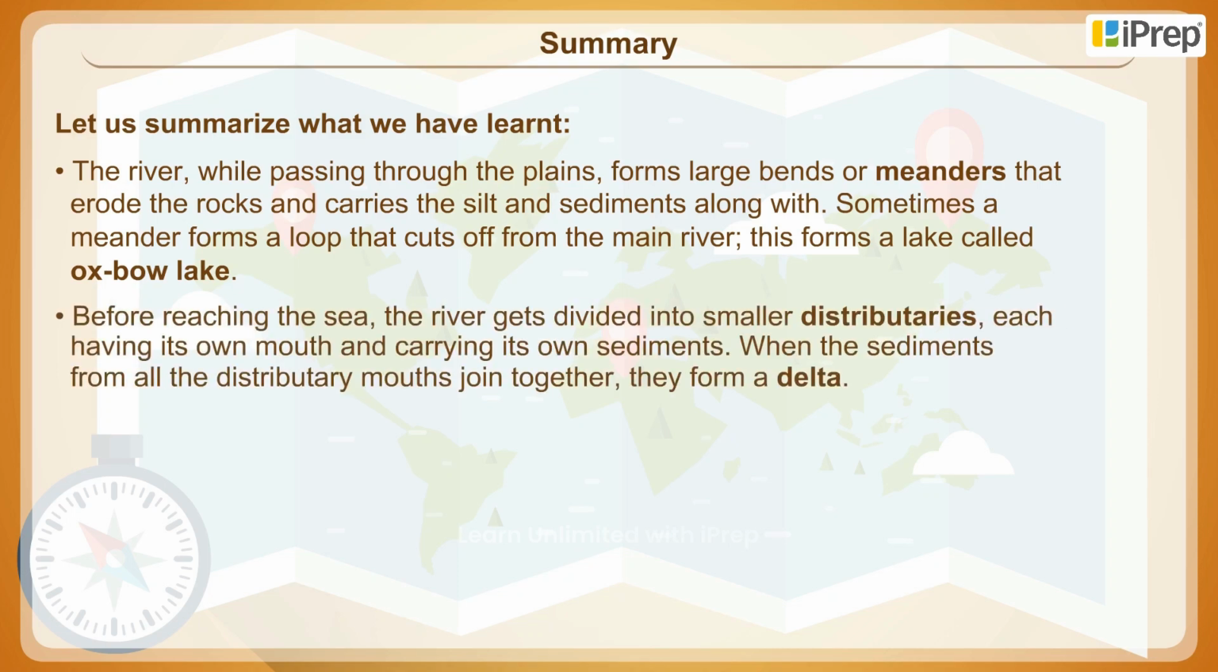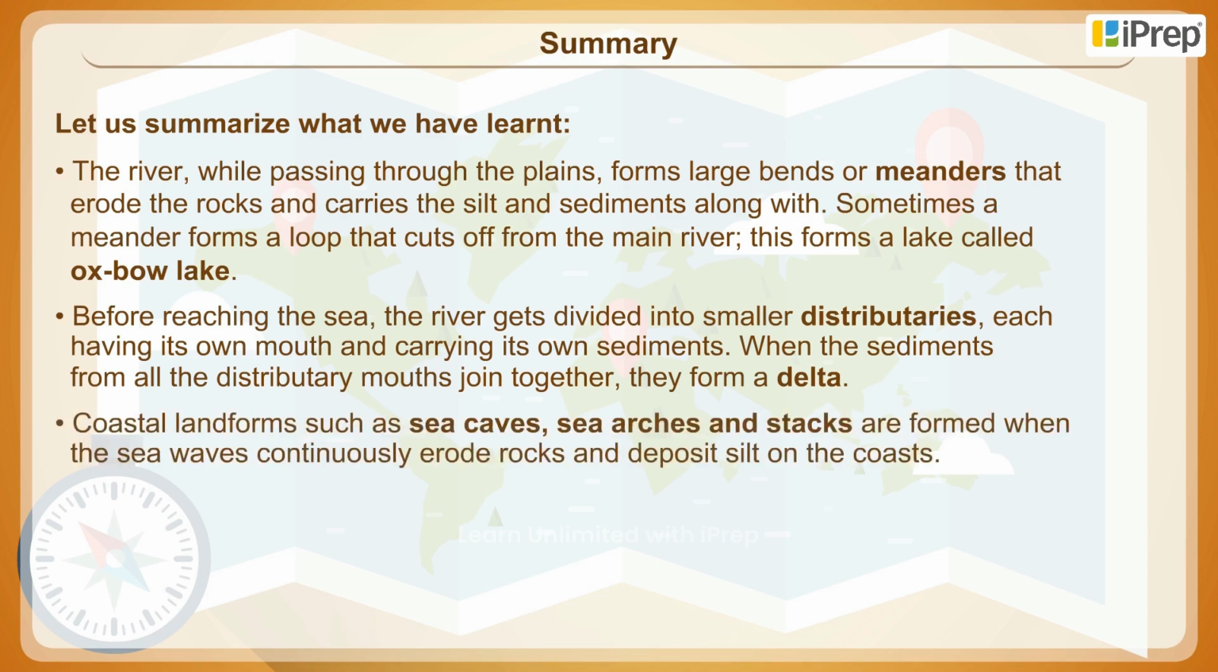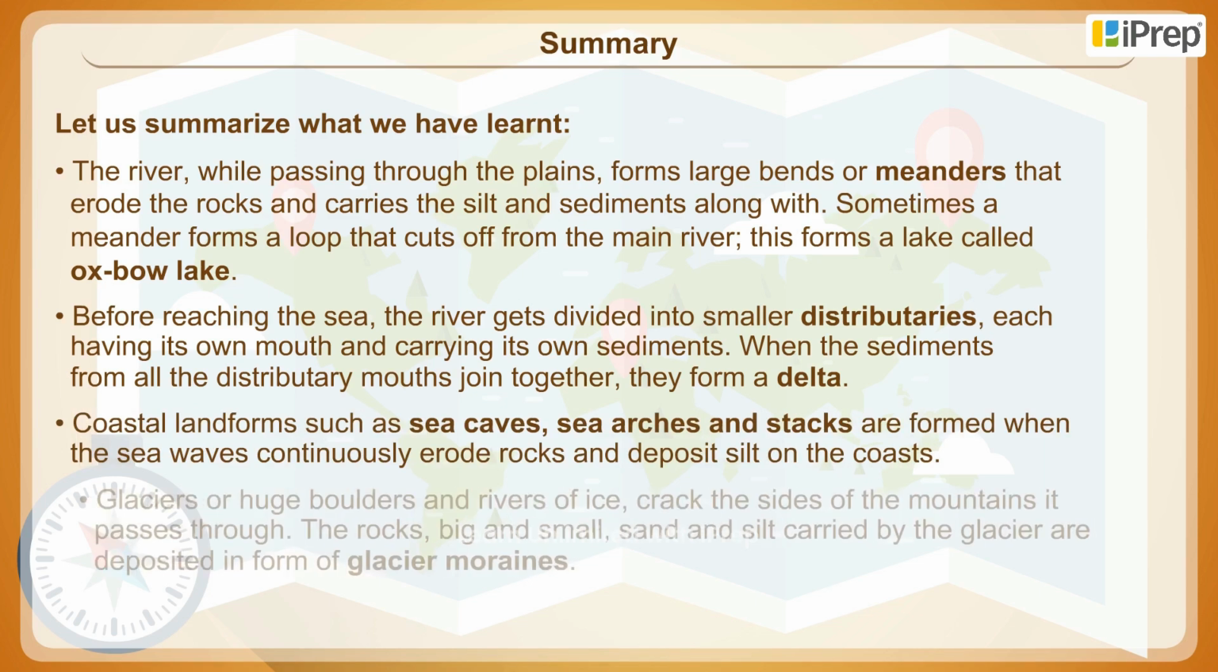Before reaching the sea, the river gets divided into smaller distributaries, each having its own mouth and carrying its own sediments. When the sediments from all the distributaries' mouths join together, they form a delta. Coastal landforms such as sea caves, sea arches and stacks are formed when the sea waves continuously erode rocks and deposit silt on the coasts.